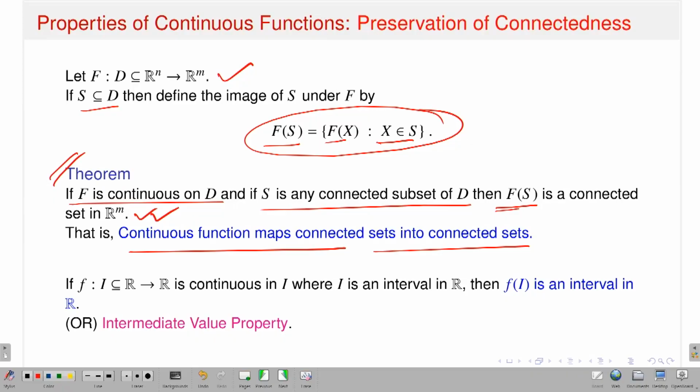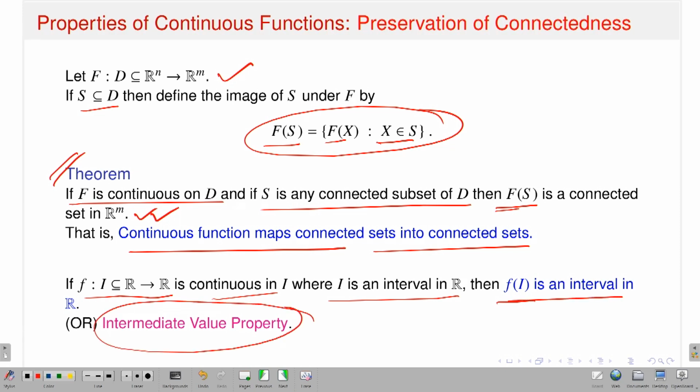So now if I just take n equal to m equal to 1, that means if I have f from I, a subset of R, to R which is continuous on I, and suppose I is an interval, which is actually a connected set, then f(I) is also a connected subset of R. And a connected set consisting of more than one point is actually an interval. And that is sometimes known as the intermediate value property for real valued functions of a real variable.